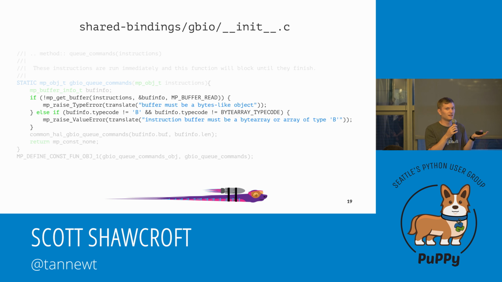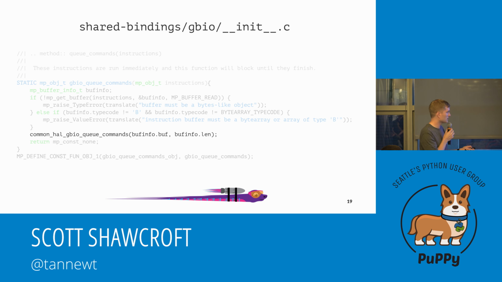So you would see, like in Maria's talk, a stack trace that says, oh, by the way, the instruction buffer must be a byte array. That is where you would see it in a stack trace. Now that we've passed all of our argument validation and converted things over, we're going to jump into the very chip-specific C code that we dubbed common HAL.